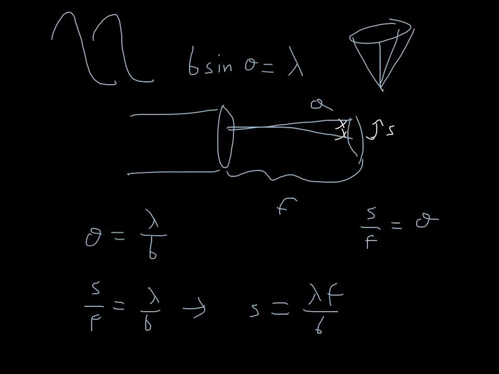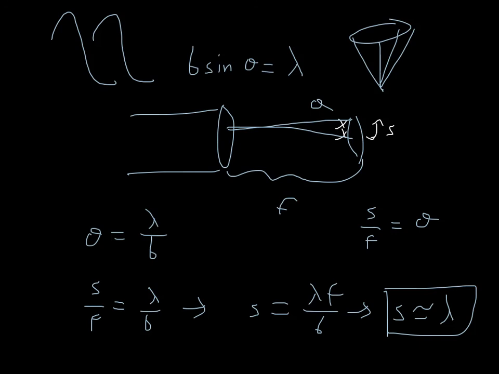Now, in order of magnitude, normally this focal length is more or less the same as this b. So what I can do, it's pretty dirty, but I can do this, is just get rid of both and say, look, same order of magnitude, f over b equals 1. So I can say then that s is more or less equal to the wavelength of the light that I'm using. And this is a huge result.